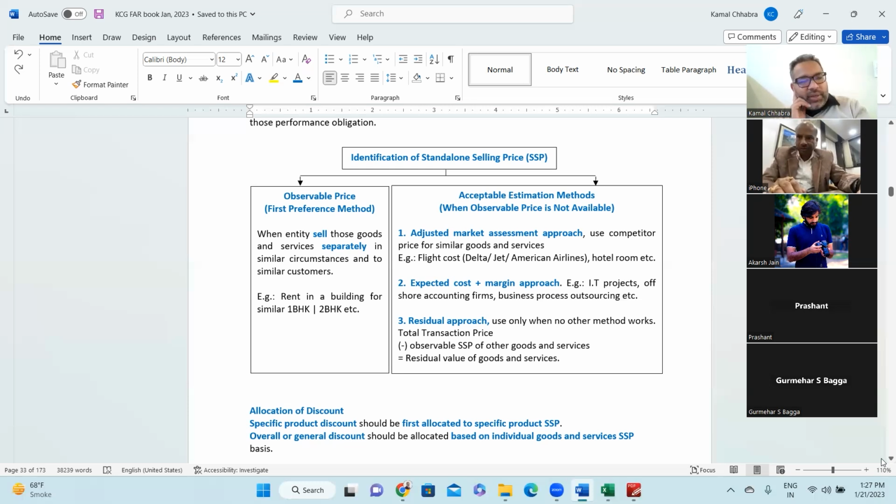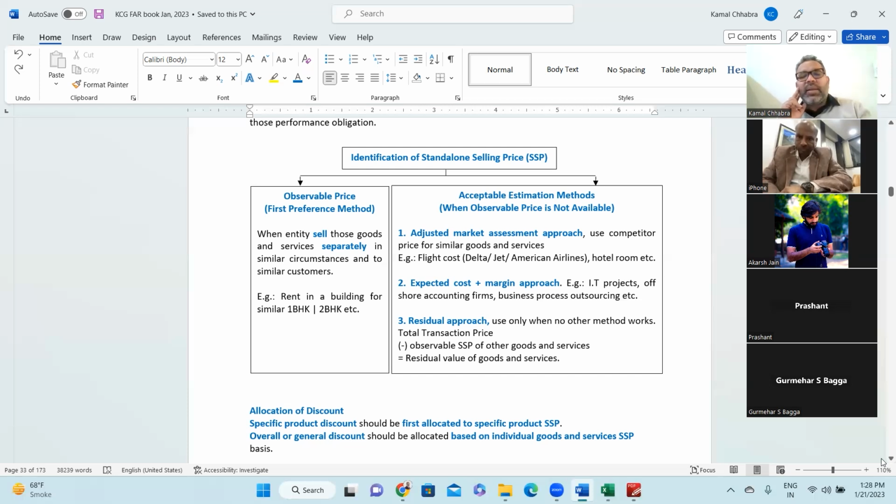Right, in that scenario, for example, let's assume you are selling the main product and byproduct together at $10,000, and your main product standalone selling price is, let's assume, $8,000. So $2,000 will be the residual approach, right? 10,000 minus 8,000, that $2,000 is the price for the residual product. That is called the residual approach.